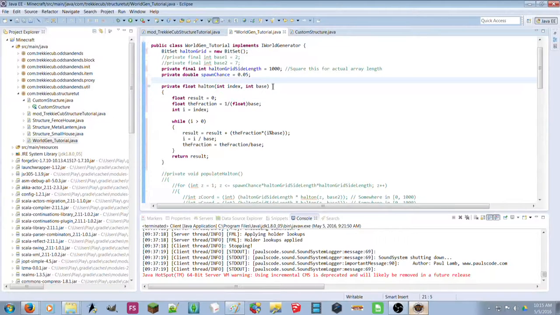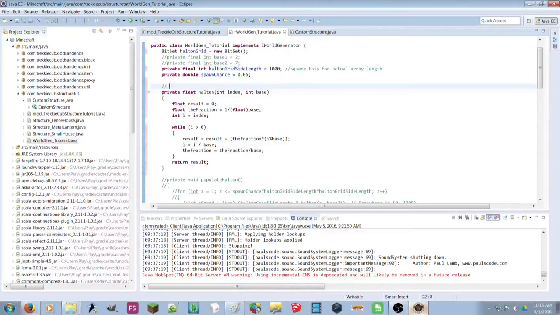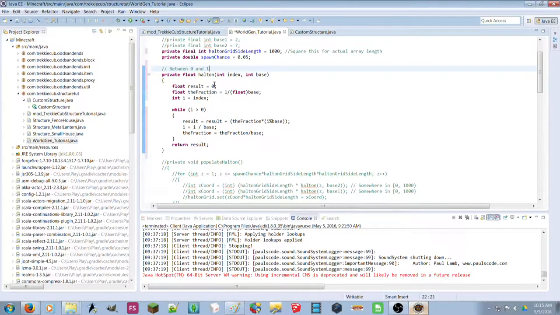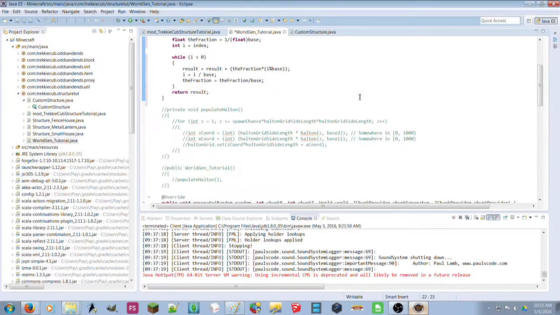So this function generates numbers between 0 and 1. That's important to note, because if we were to try to use this directly, since the chunk numbers are integers and not floats, the only place we could actually generate something is in chunk 0,0. We don't want that. We want to be able to use this a little easier. So we're going to create a function called populate Halton.